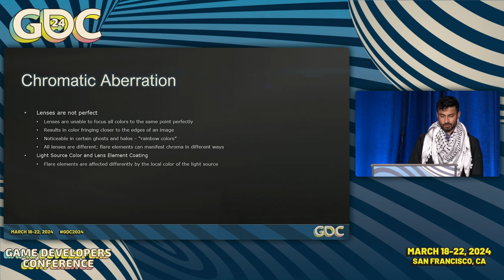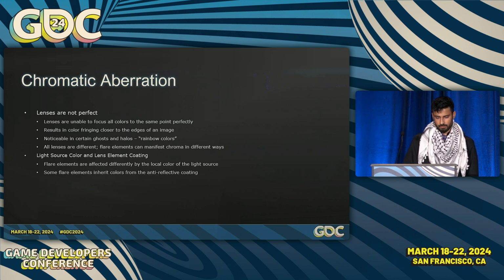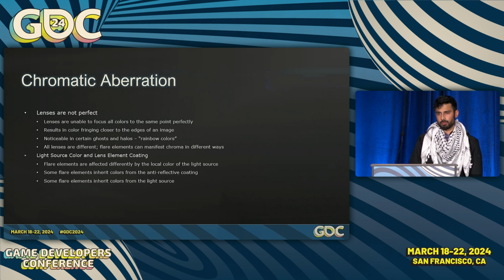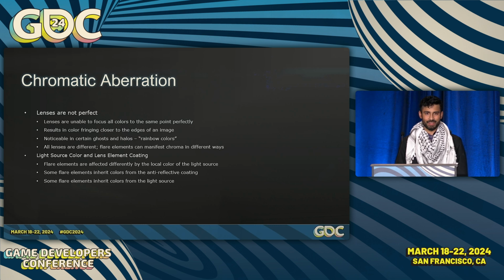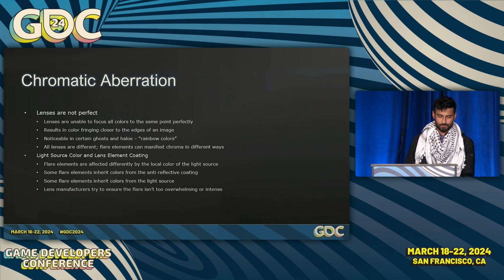And moving right along to light source color and the lens element coating, which we briefly touched on, but just some notes that I'm going to bring up on the screen. Certain flare elements, there's no good rule of thumb here. You just got to look at reference, but some flare elements will pick up the light source color, whereas some flare elements are going to pick up the color that's given from that lens element coating. And this is something that lens manufacturers work really hard on to ensure that flares aren't too intense or intrusive or overwhelming.